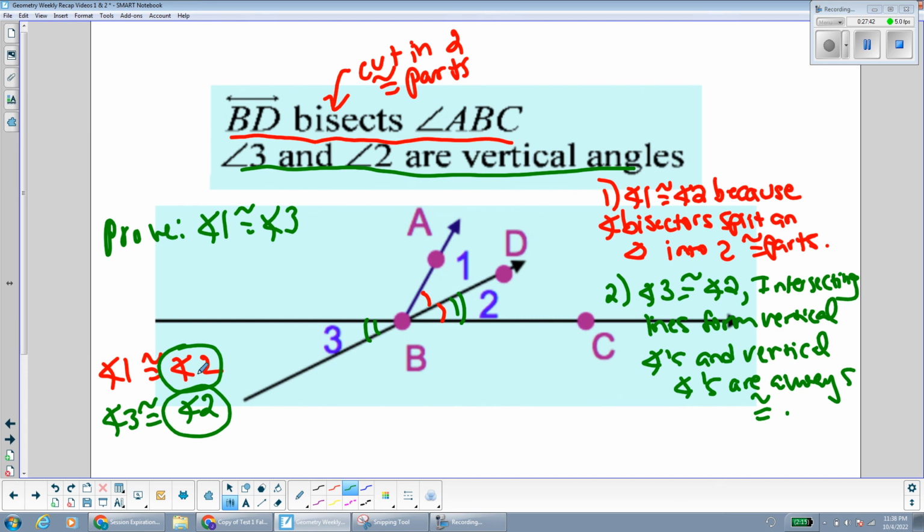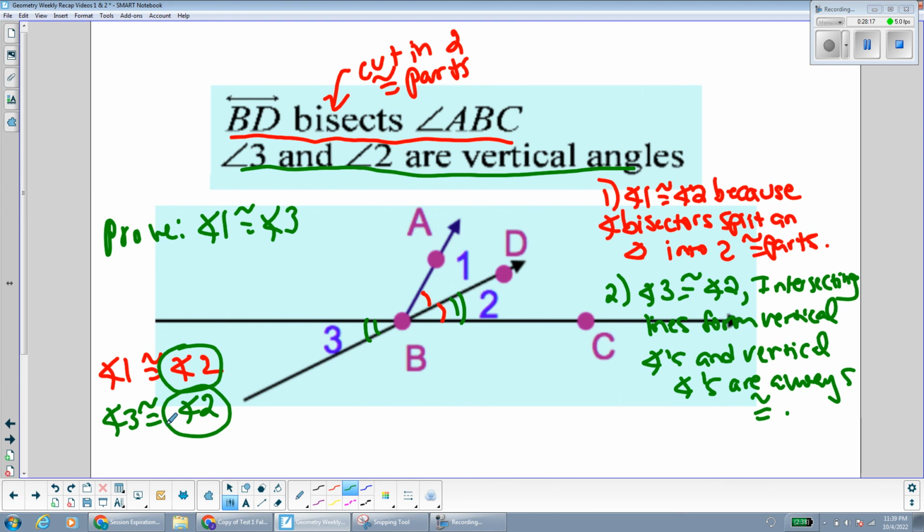So let's say angle 2 is 40 degrees. I'm just making up a number. Well, angle 1 has to be 40 degrees because it's congruent to angle 2. And angle 3 needs to be 40 degrees because it needs to be congruent to angle 2. So if angle 1 and angle 3 are both congruent to the same angle 2, what can we say about angle 1 and angle 3? You might be thinking, well, they have to be congruent or the same as well. And that's absolutely true. We call this an example of the transitive property, the transitive postulate, I should say.